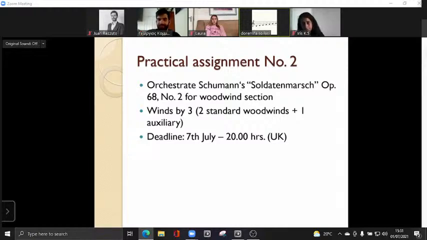Winds by 3 means 4 families, 3 of each. Winds by 3 means that you can use 3 clarinets plus 3 oboes plus 3 flutes plus 3 bassoons. But maybe you don't have to use all of them.